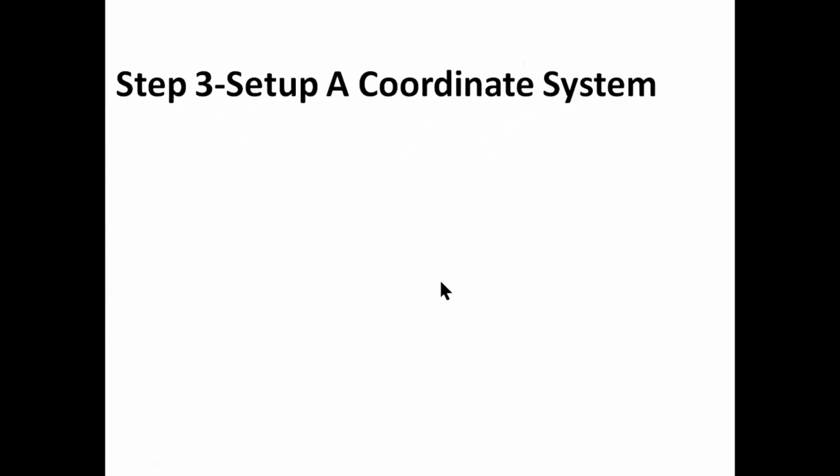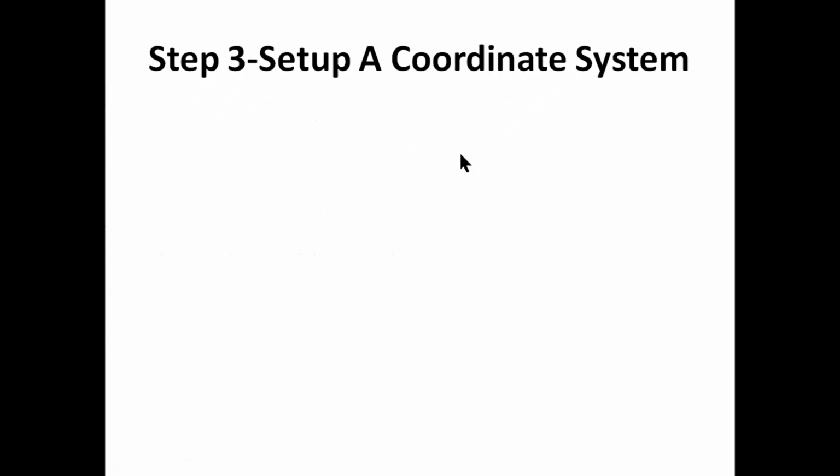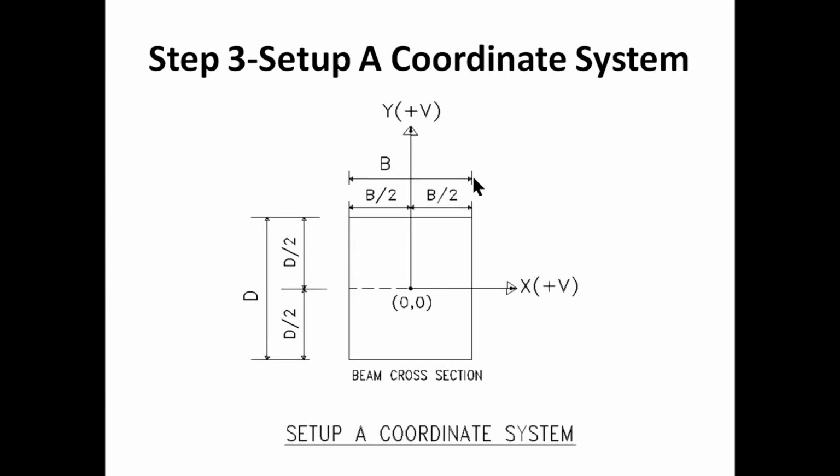Okay, the third step is so important. We need to set up a coordinate system at the location of the chosen axis of rotation. Many times a lot of engineers forget this and values could be wrong. And so this is an important step.